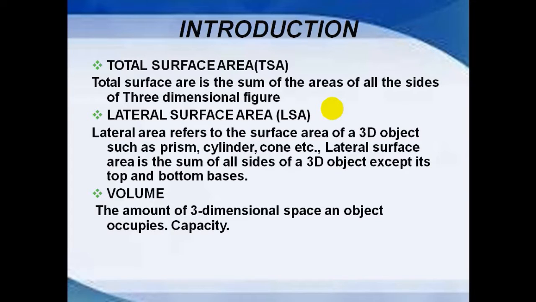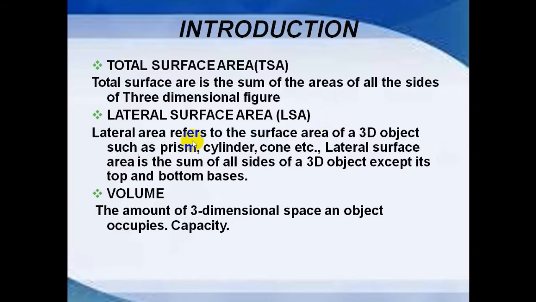In 3D shapes, we will find the total surface area, TSA. Total surface area is the sum of the areas of all the sides of three-dimensional figures. Total surface area is the sum of the areas of all the sides of a three-dimensional figure.